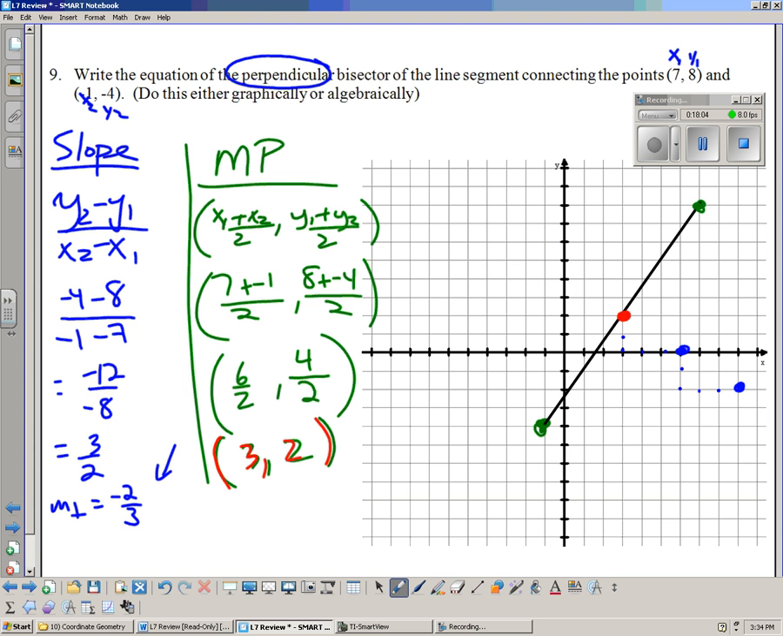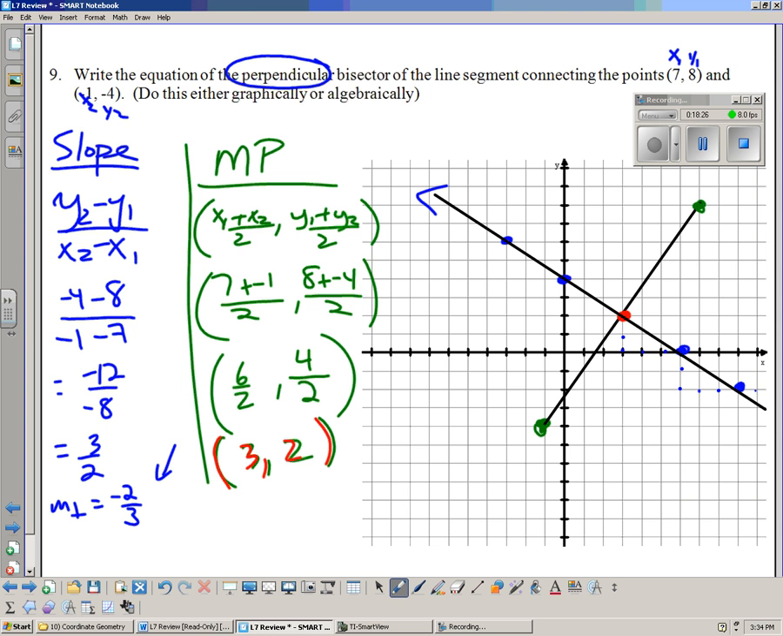Now if I wanted to go the opposite direction, if I wanted to get into the 4th quadrant, say, I would go up 2, to the left 3. And there's my perpendicular bisector. There it is. Okay, there we go. There's the perpendicular bisector.